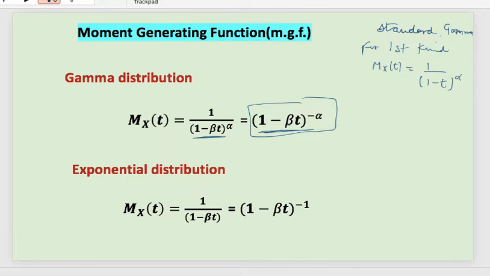And the exponential is based on alpha equal to 1, so it will be reduced to this formula. And in case somebody is looking for the first kind, or we can say the standard gamma moment generating function, then beta becomes 1, and it is 1 minus t to the power minus alpha.